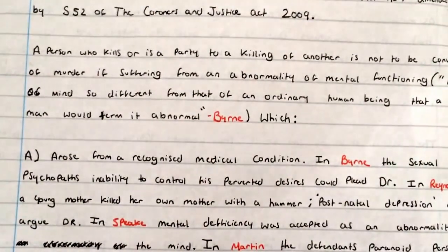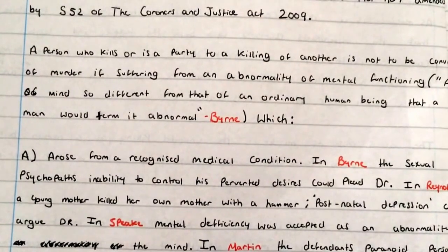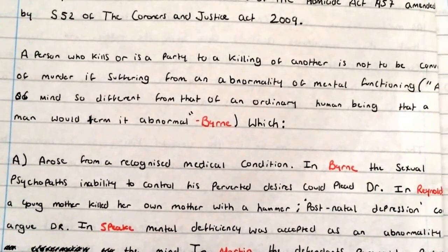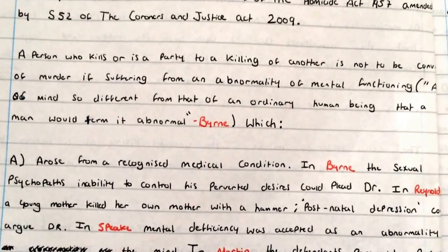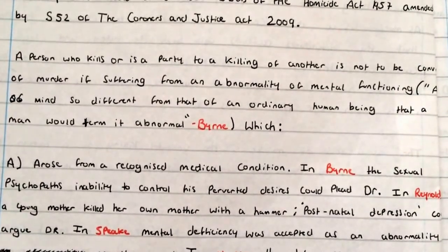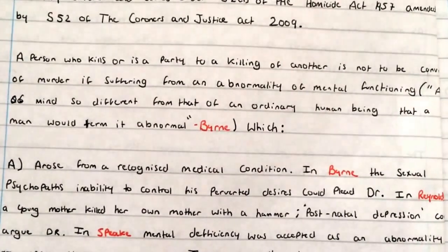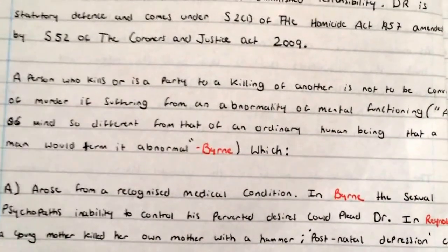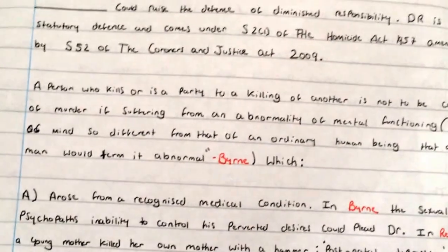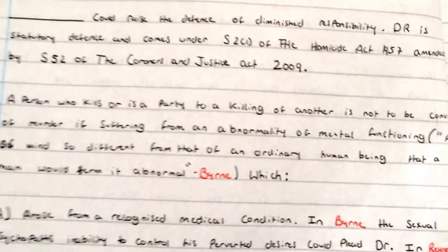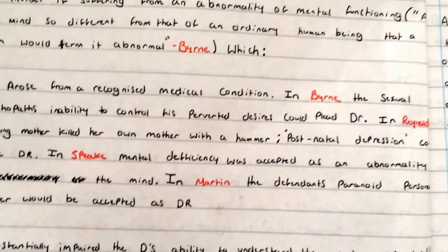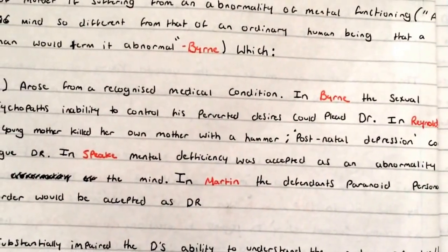A person who kills or is a party to a killing of another is not to be convicted of murder if suffering from an abnormality of mental functioning, a state of mind so different from that of an ordinary human being that a man would term it abnormal, as stated in Byrne, which, so there's brackets there, abnormality of mental functioning, which A, arose from a recognized medical condition.